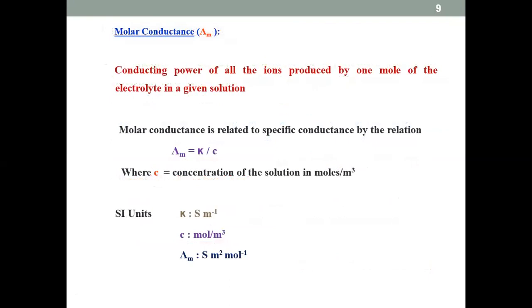So what is molar conductance? It is the conductance of all ions produced by 1 mole of the electrolyte in the given solution, and mathematically it is related to kappa as lambda m, molar conductance, is equal to kappa by c, where c is your concentration taken in moles per meter cube in the SI units. The SI unit for kappa will be Siemens per meter, concentration moles per meter cube. So for molar conductance, it will be Siemens per meter square per mole.